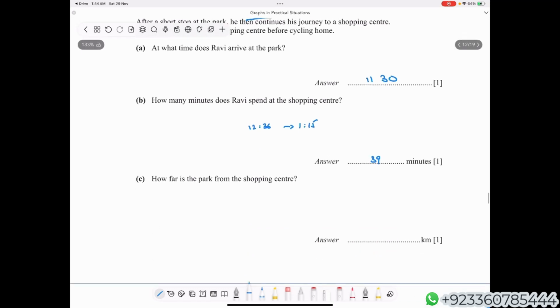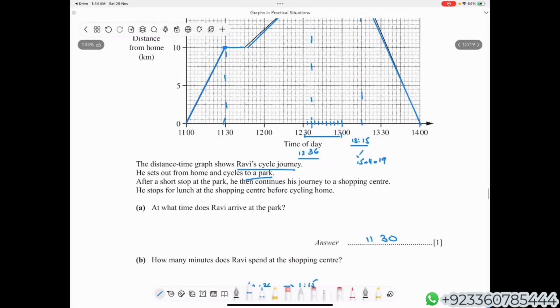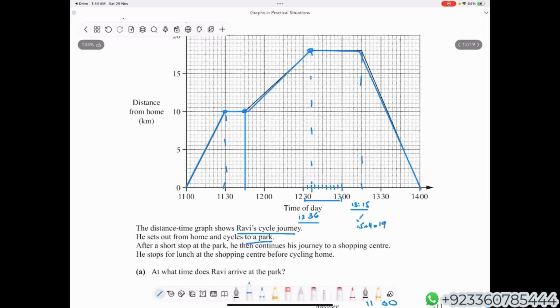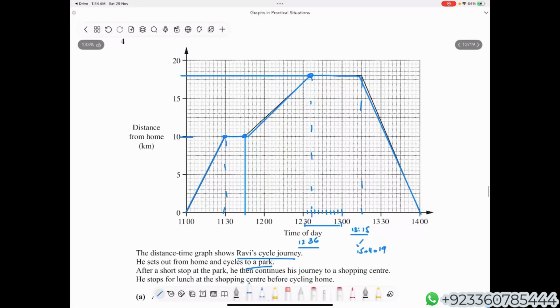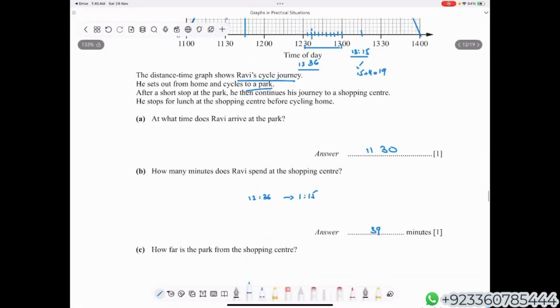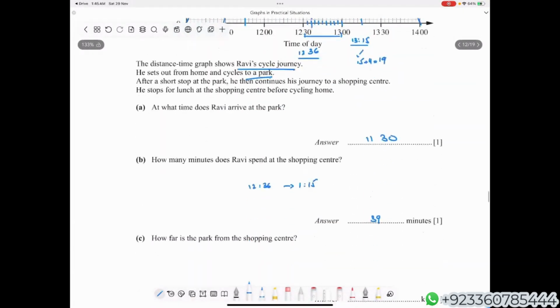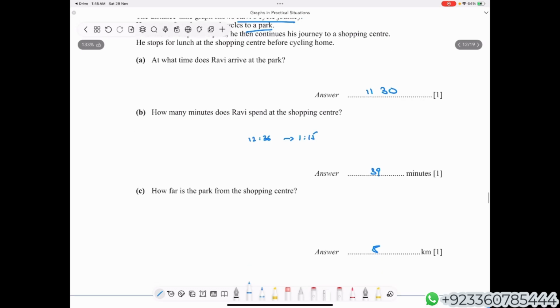How far is the park from the shopping center? So the park is this and the shopping center is this. Far means you have to find the distance. Now this is a distance time graph, not a speed time graph, so please do not find the area under the graph. You just have to see the distance from the y axis. He started at 10 and he finished at 15, 16, 17, 18 kilometers. So you want to find how far the shopping center is from the park. So it's going to be 8 kilometers. I hope this is clear.